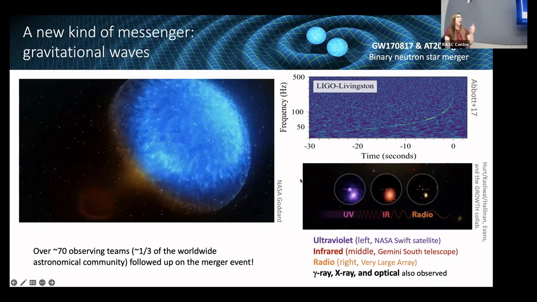This was observed in ultraviolet, infrared, radio, gamma ray, X-ray, optical, everything. It's quite amazing. You can see from the calling card here, 170817, that it happened in 2017, not even 10 years ago.